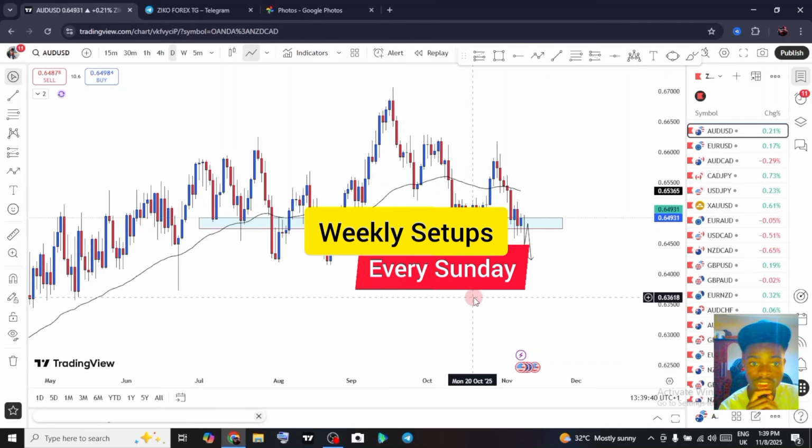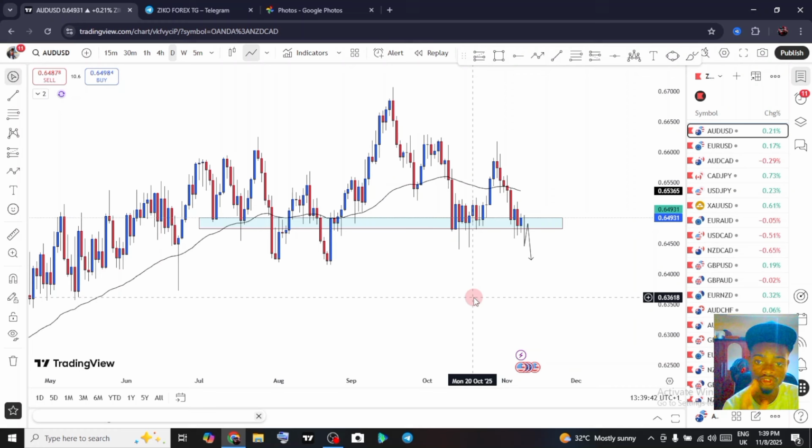These are the pairs I'm willing to analyze and take for this new week. I'm done analyzing over 20 pairs, and these are the pairs I am willing to see this new week.